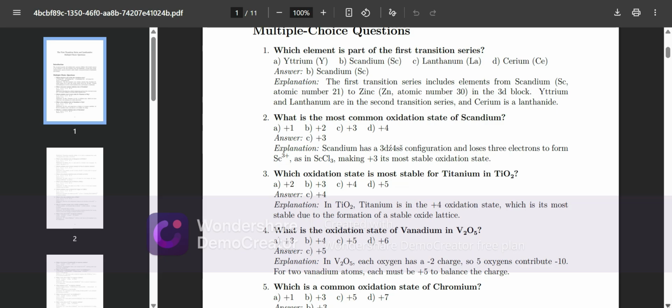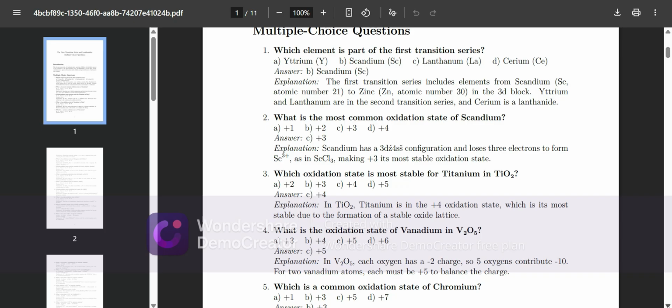Which element is part of the first transition series? Scandium. The first transition series includes elements from scandium, atomic number 21, to zinc, Zn, atomic number 30, in the 3d block. Yttrium and lanthanum are in the second transition series, and cerium is a lanthanide.